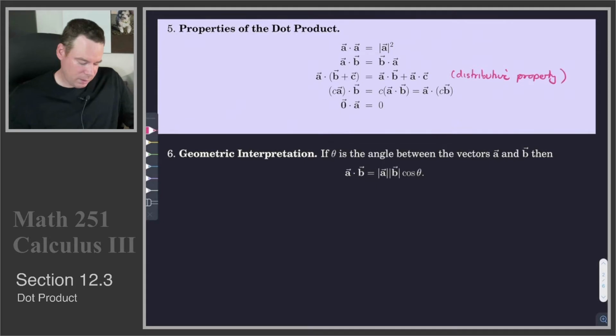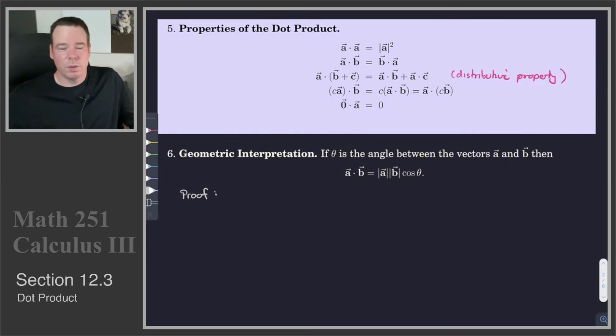So if theta is the angle between the two vectors a and b, then the dot product is equal to the magnitude of the two vectors multiplied together times cosine of the angle between those two vectors. Let's go ahead and prove that this is the case. So maybe I'll write down here, proof.